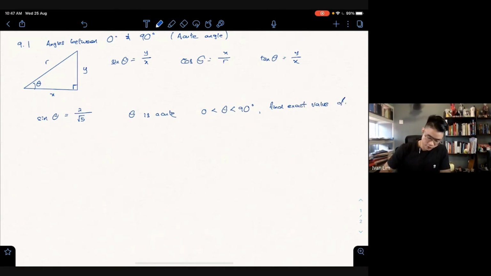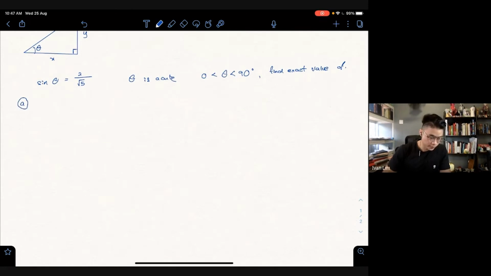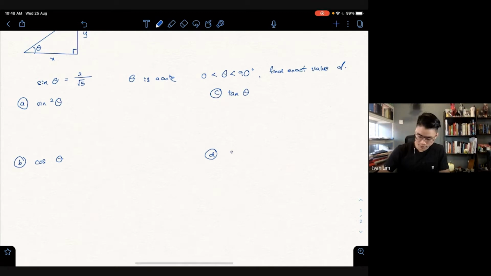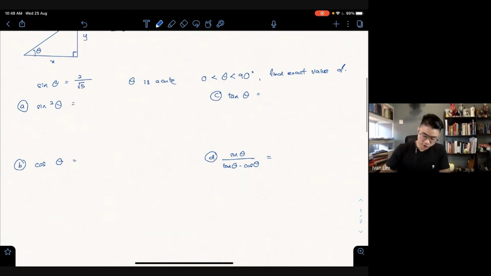Okay, let's do these 4 questions. First one, sine square theta. Second one, cos theta. Third one, tangent theta. Fourth one, sine theta over tangent theta minus cos theta. Okay, so different kinds of trigo questions have different methods. So you all need to take note of what is given to you all. Okay, so let's look back into the question.